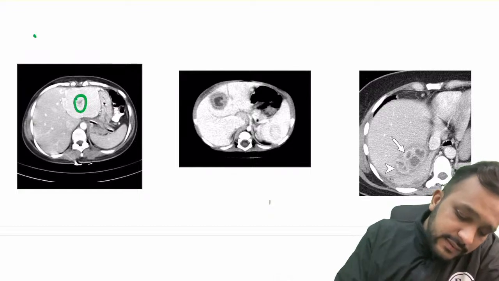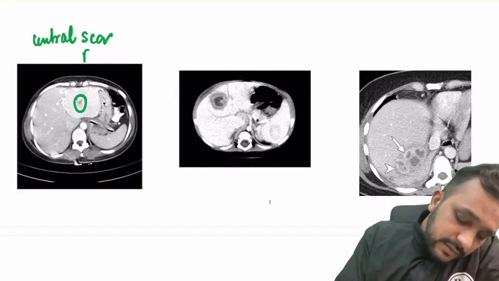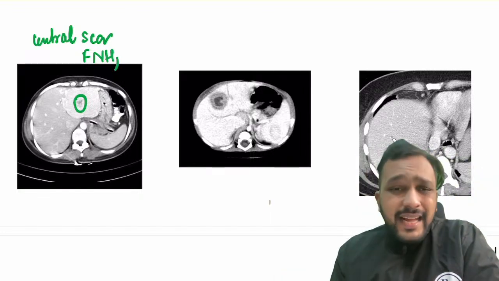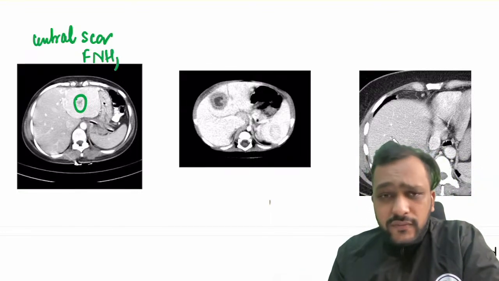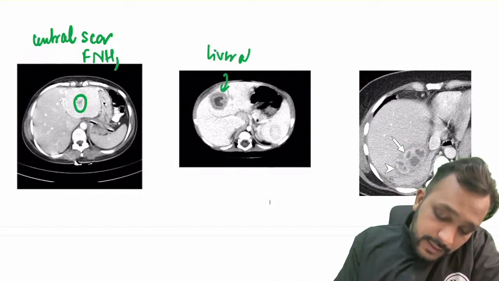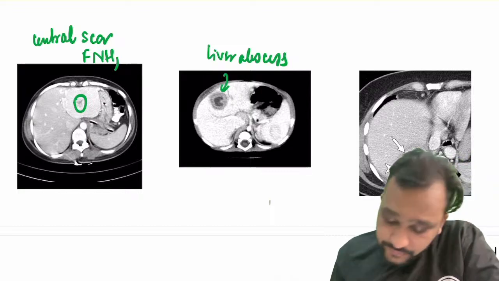First is the central scar sign. Okay, here you can see that this is seen in patients with focal nodular hyperplasia and fibrolamellar variant of HCC. Then you have this double density sign. This is seen in a patient with liver abscess.